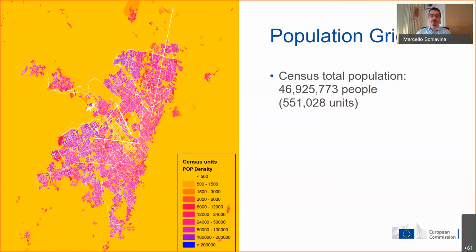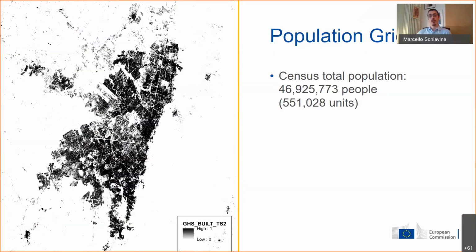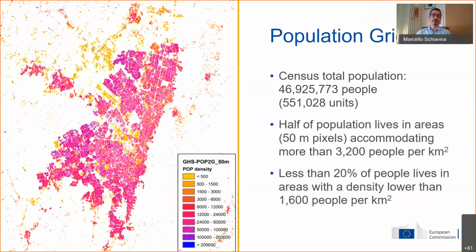And we set this as the main input of the GHS POP2G tool to generate a population grid from census data. We set the pre-processed GHS S2 layer of built-up surface as ancillary layer, and we generate the population grid at 50 meters and then also at 1 square kilometer.